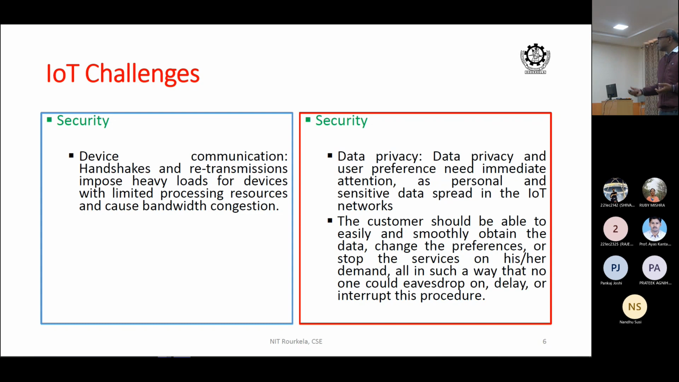Then there is handshaking and retransmission. If I'm using secure communication, then basically you do a handshake or you can do a retransmission. But these mechanisms cannot be used because these are low cost devices. If I use this handshaking mechanism for secure communications, then most of my resources will be used to resolve the problem. So handshake and retransmissions impose a heavy load on devices with limited processing resources and cause wide congestion in the bandwidth.